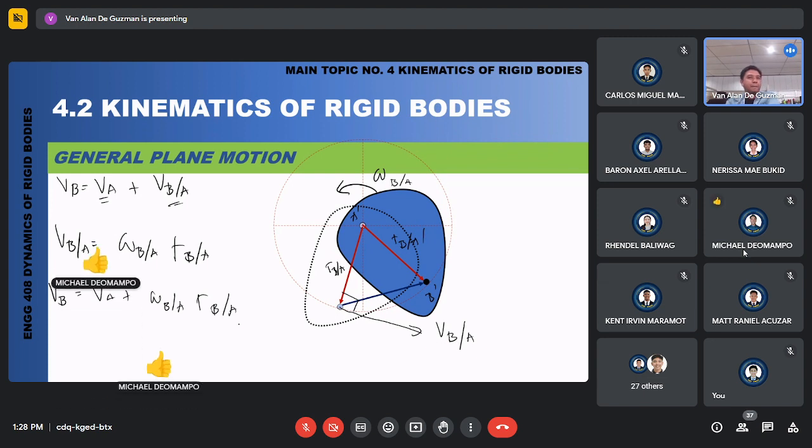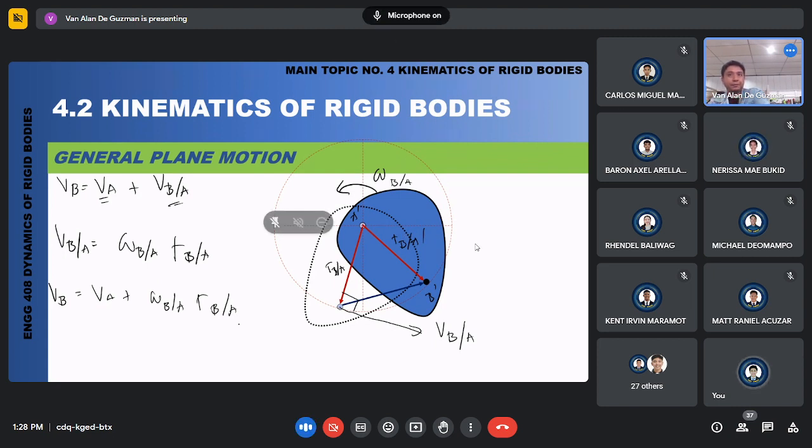Sorry, naiintindihan po ba? I need to know kung meron kayong questions kasi ayoko na mag-proceed ulit sa problem solving na hindi nyo na-visualize. Hindi nyo maiintindihan yung problem natin pagka hindi nyo naiintindihan yung part na to. Okay lang? I can continue? Yes po. Okay, good. Sige.